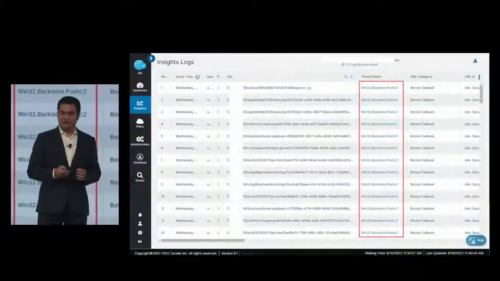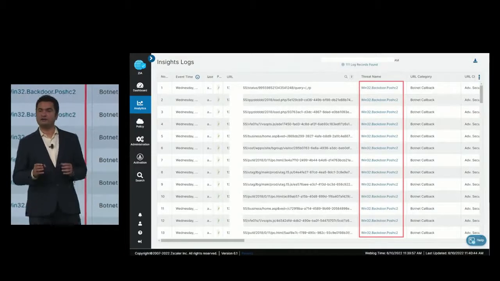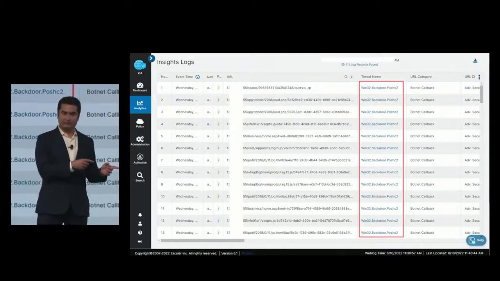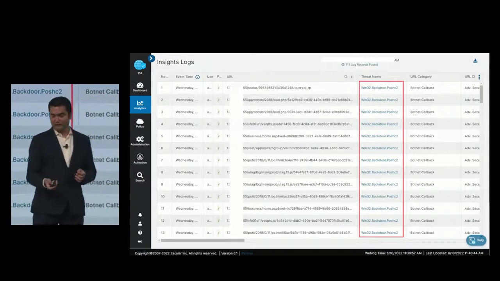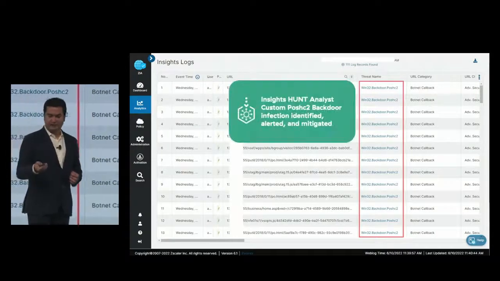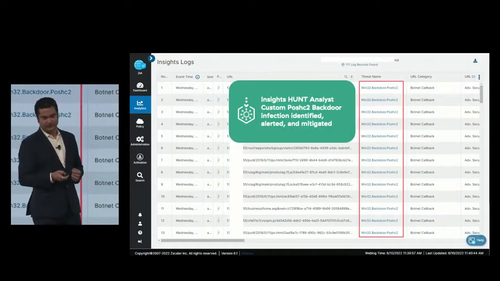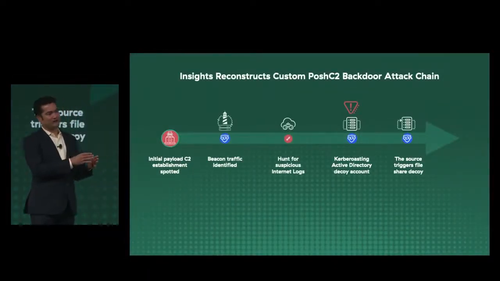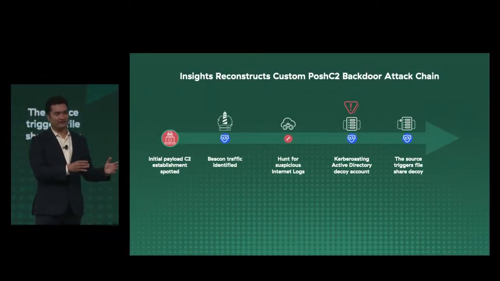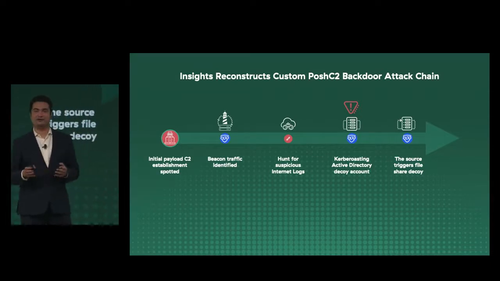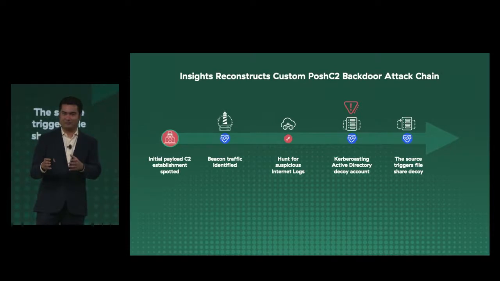Further investigation revealed a highly customized POSH C2 backdoor established on that impacted machine, and most of the C2 activity, as you can see here, was already getting blocked by Zscaler. So what was happening here was the threat actor was attempting to move laterally from the compromised asset, and in the event triggered Zscaler deception decoys, leading to asset containment and cleanup.